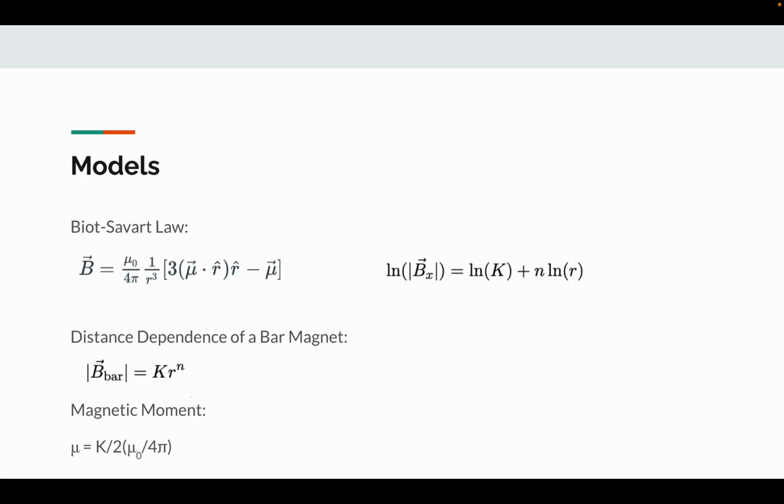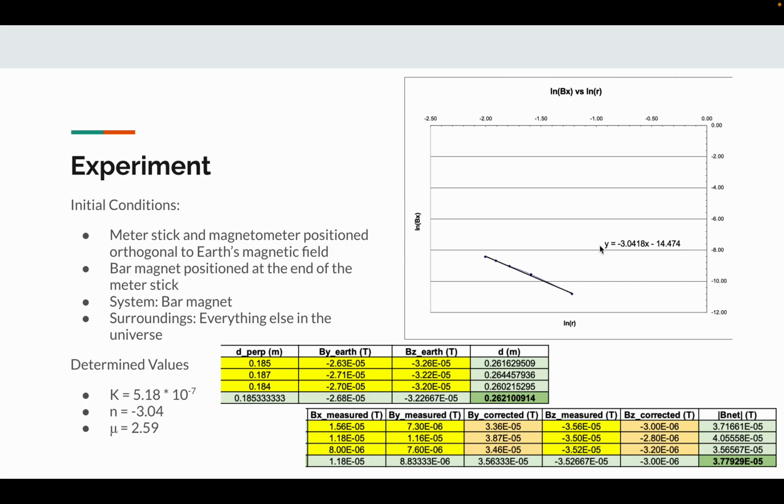And using the linearized Biot-Savart law from this slide, we get this linear equation where the slope of the line is our n value and the y-intercept is the ln of k. So if you raise e to the power of this, it'll give you the value of k, which was determined to be 5.18 times 10 to the negative 7th. And then as we can see here, our n value is negative 3.04, which is our slope here. And then mu was calculated using the magnetic moment formula to get 2.59.